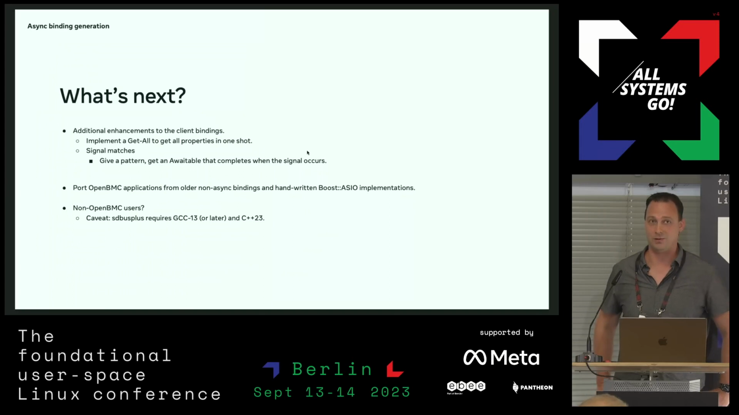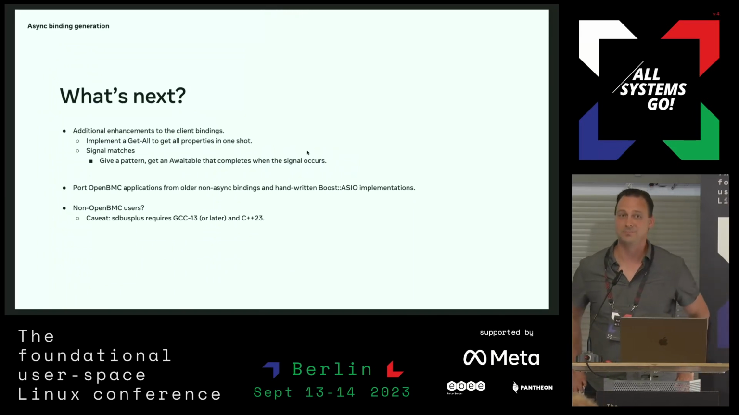The one caveat is we always keep pretty up to date in the OpenBMC community. So we're currently needing GCC 13 or later, and C++23. That's the first compiler where C++23 is pretty solid. So with that, any questions?